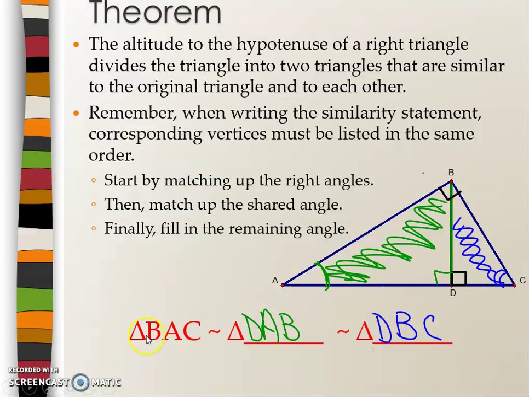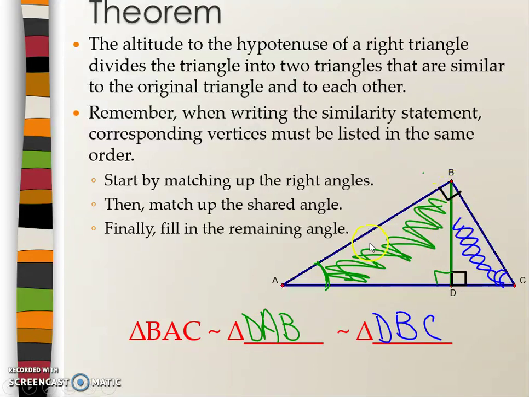Okay? So look at this. Triangle BAC is the big right triangle. B is the right angle, right? Then you're going to match up. When you write the similarity, you see this right triangle? This is the right triangle here, the right angle here. This right angle needs to match with this right angle when you write the triangle. So this B matches with D.